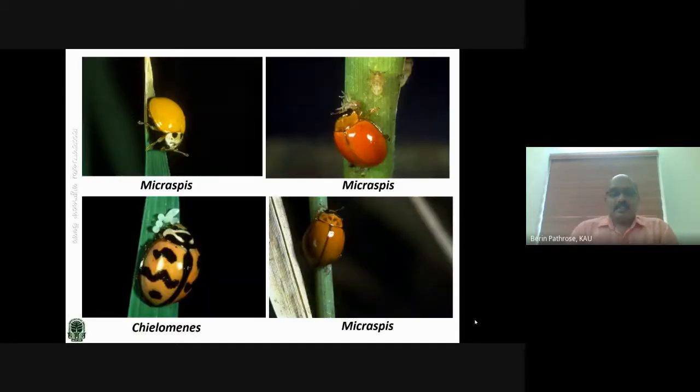See this. Micraspis is comparatively smaller. Cheilomenes is bigger. Many of you might have seen Cheilomenes. If you observe closely, you can see Cheilomenes in most of the agriculture ecosystems. It's common all over the crops.